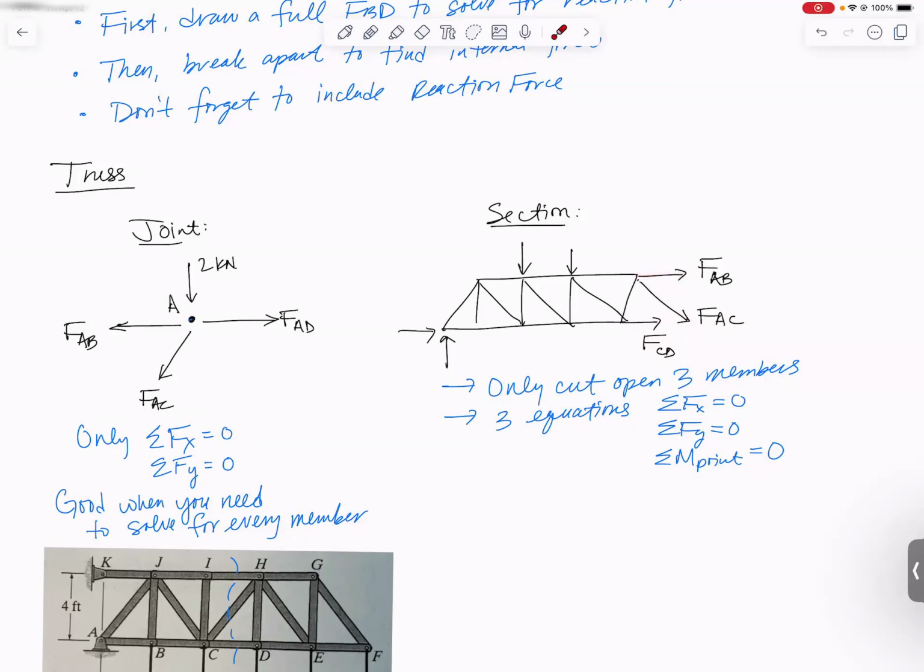So section cuts are good when you only need a few of the member forces. If you need all of them, I would use joints. I don't see any value to using sections if you need to solve for every unknown.